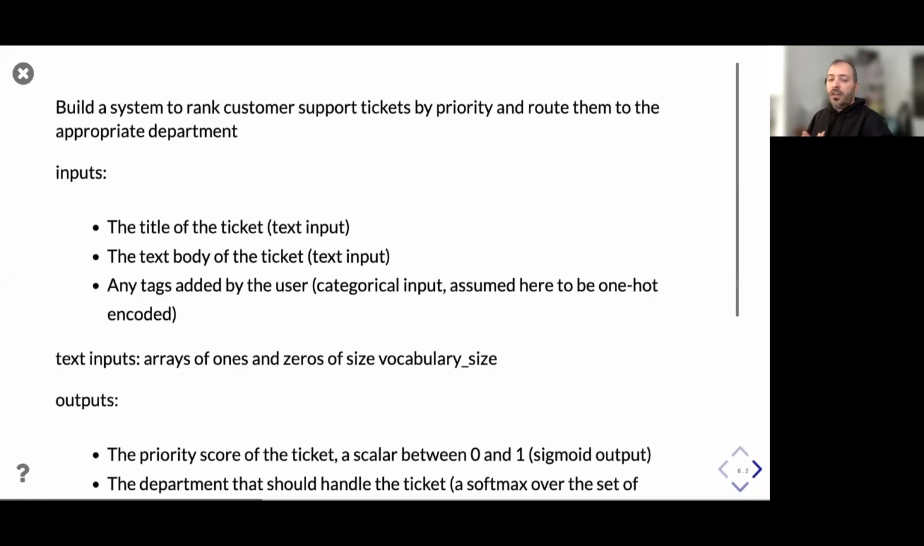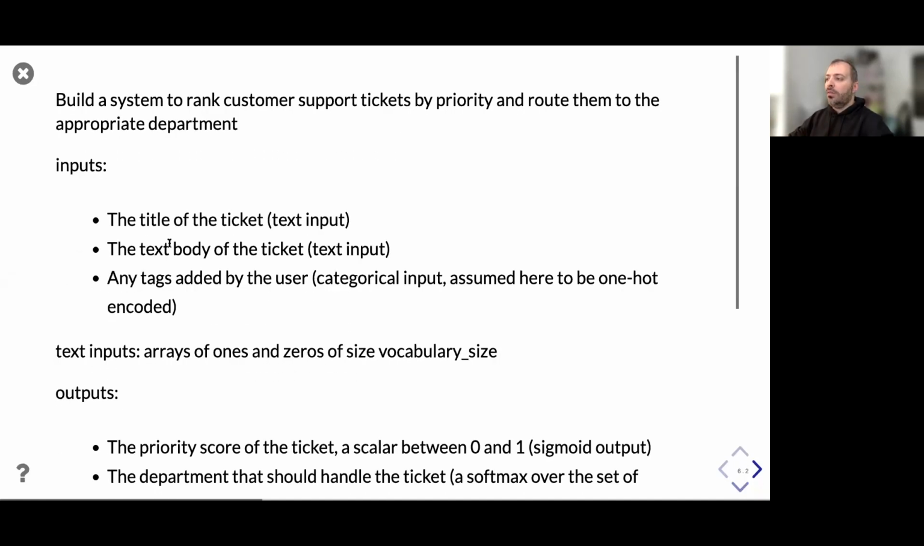Let's see the scenario that we will be based on. So let's say that we have to build a system that ranks customer support tickets by priority first, and then routes them to the appropriate department. So let's say we have main support departments and we have calls or tickets, and we want to route them to the correct department. And also we have to prioritize them, okay? And we have to build a model that does this.